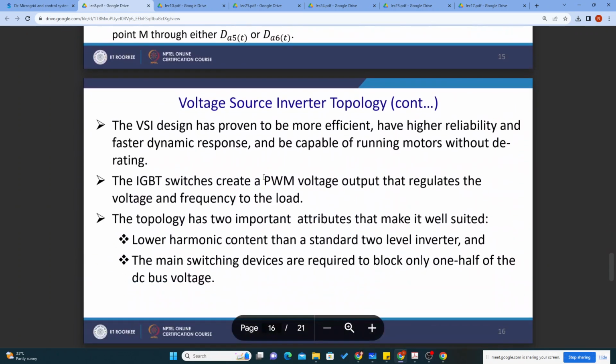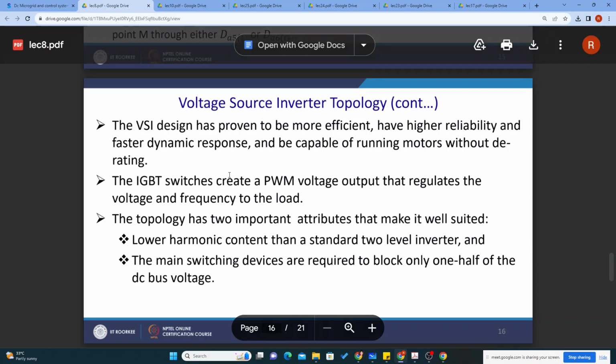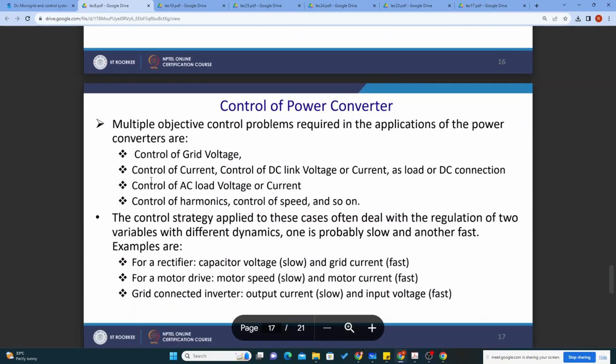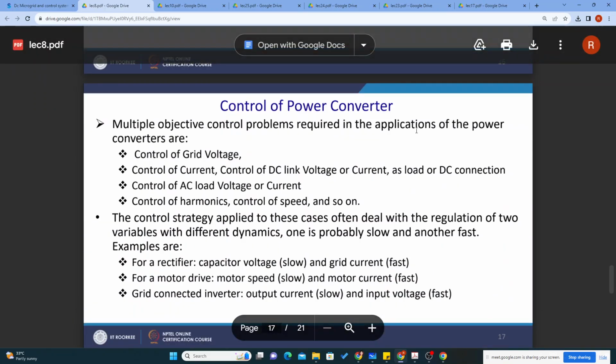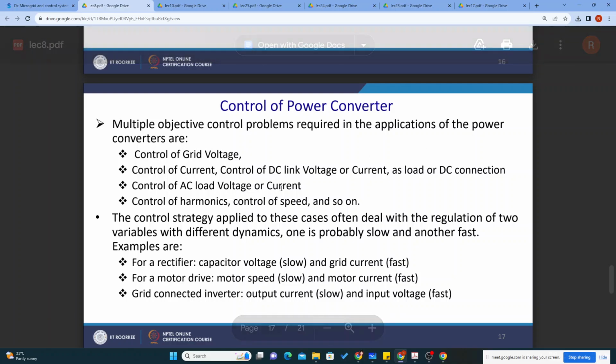These are the control problems and the application control. For the rectifier, the capacitor voltage is slow and the grid current is fast. For the motor drive, the rectifier capacitor voltage is slow and the grid current is fast. Control strategies applied to these often deal with the regulation of variables with different dynamics.